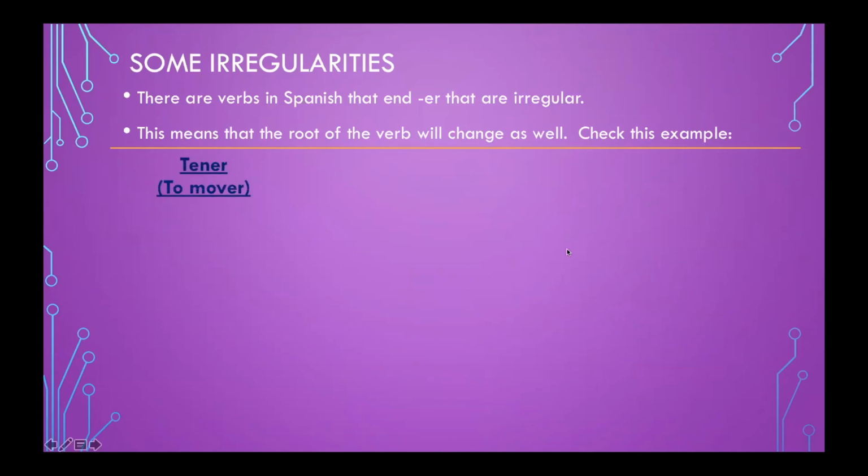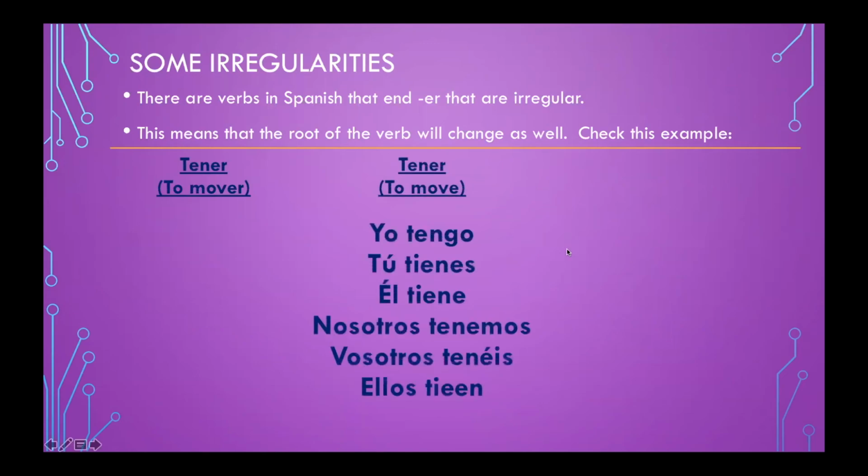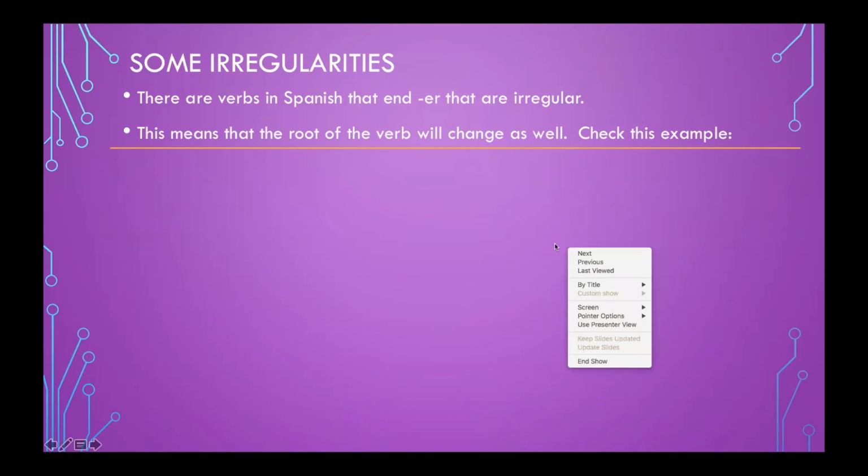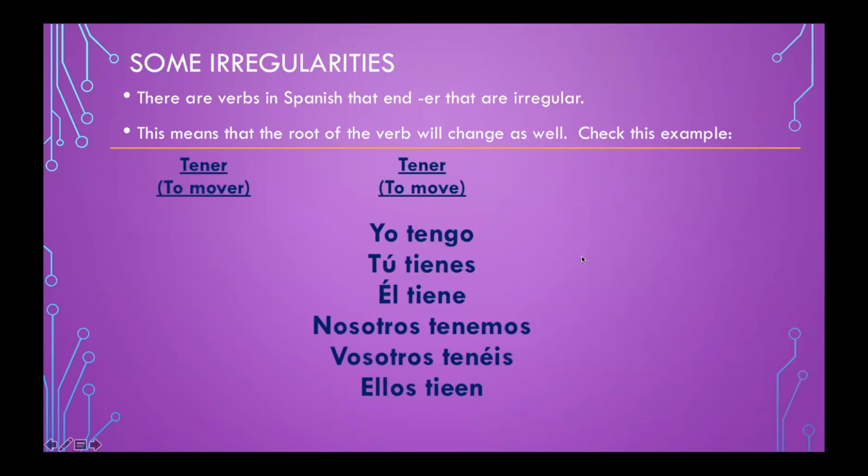Finally, we have tener, very important verb. And that one, I'm just going to go previous. We have yo tengo, tú tienes, él tiene, nosotros tenemos, vosotros tenéis, ellos tienen. Small mistake here. It's not to mover, it's to have. To have. That's what it means.